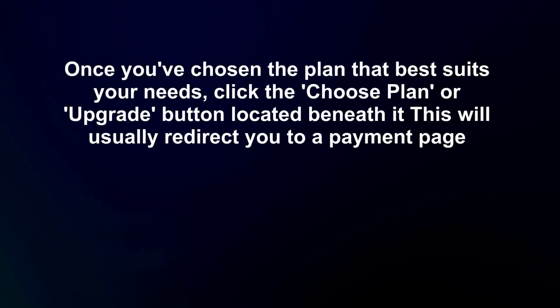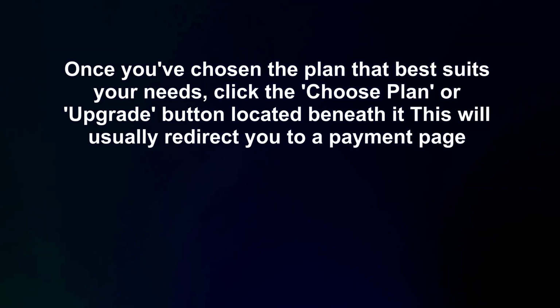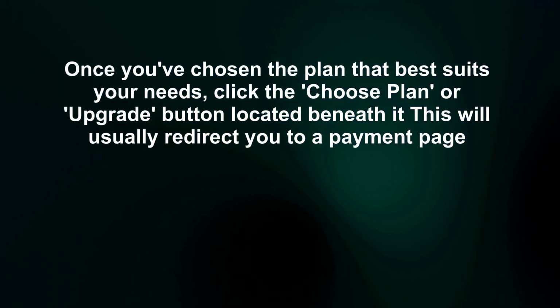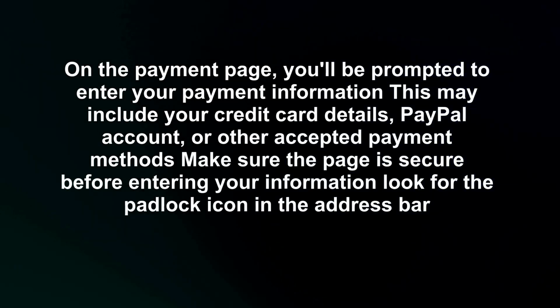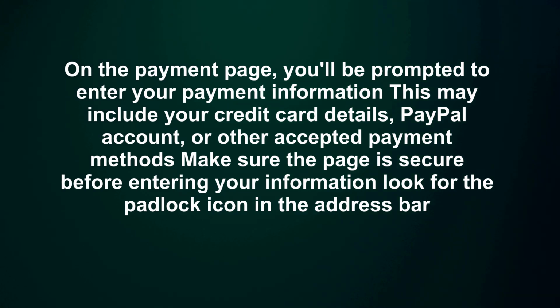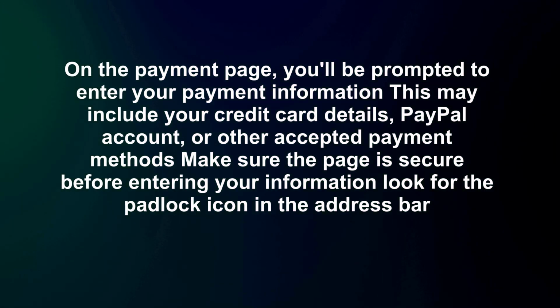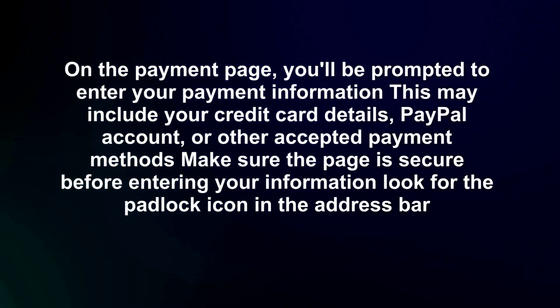Once you've chosen the plan that best suits your needs, click the Choose Plan or Upgrade button located beneath it. This will usually redirect you to a payment page. On the payment page, you'll be prompted to enter your payment information. This may include your credit card details, PayPal account, or other accepted payment methods.